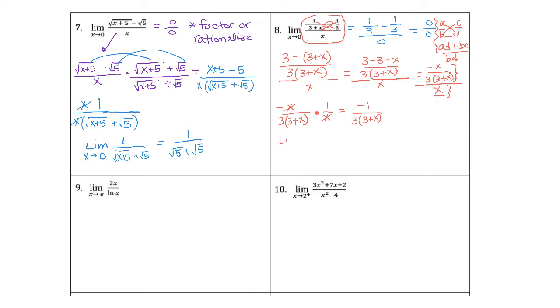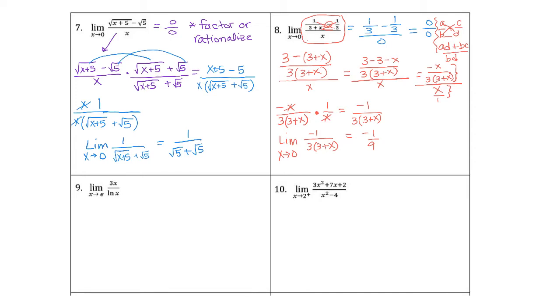And now we're ready to go back, and let's reevaluate this limit as x approaches 0 of negative 1 over 3 times 3 plus x. And that ends up being negative 1 over 9. Okay, and there's another problem very similar to this that we will go through.